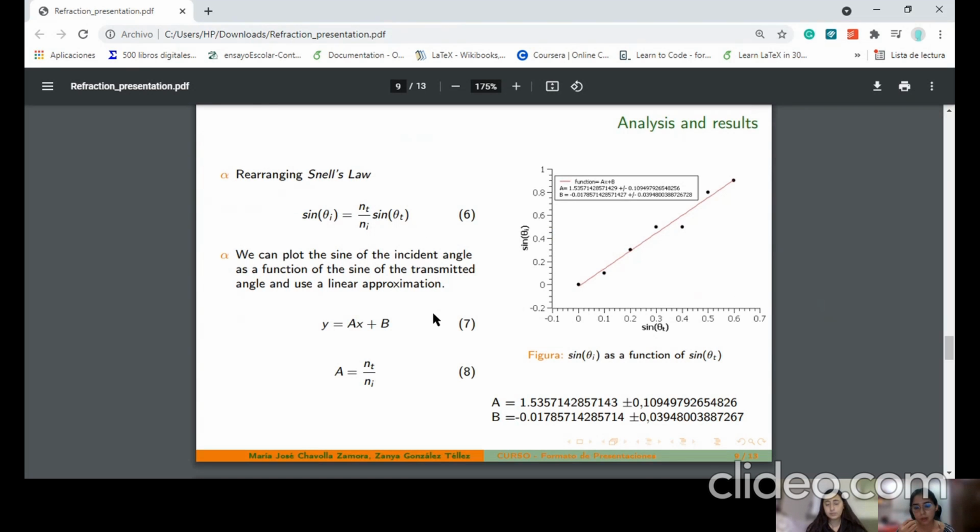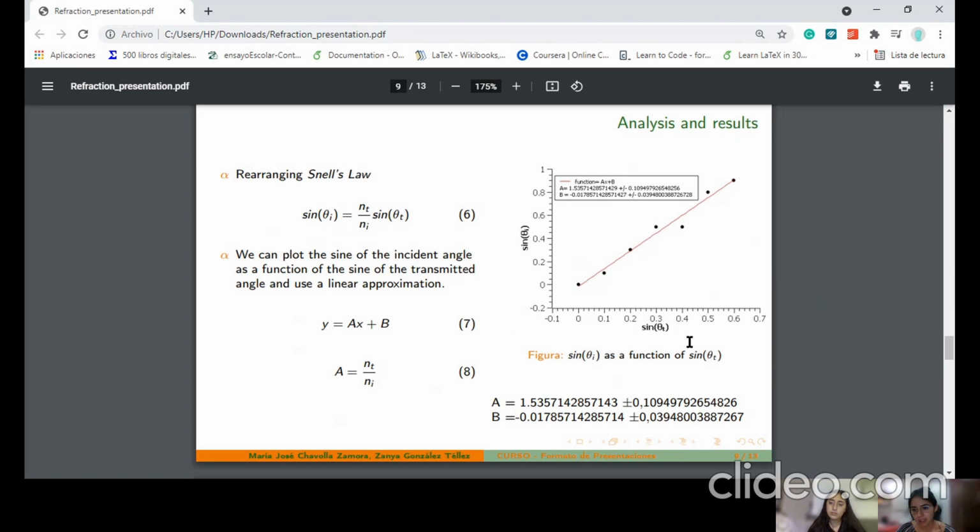Now what we did was we plot the sine of the incident angle as a function of the sine of the transmitted angle, and we used a linear approximation because if we analyze equation 6, it has a really similar form to a linear function that has the form of equation 7, where a is the slope of the line that it's going to produce. And if we relate equation 7 with equation 6, we're going to see that the slope of the line we're going to obtain is going to be the ratio between indices of refraction.